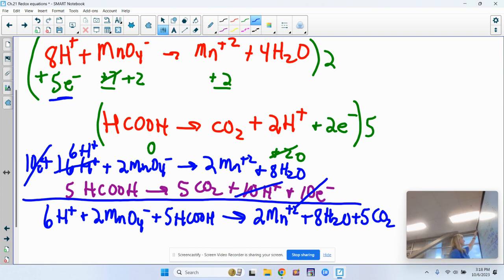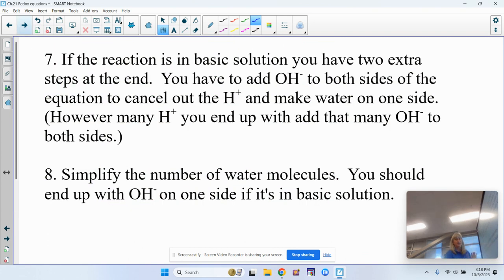If it's in basic solution, however, there's an extra step, really 2 extra steps. If it's in basic solution, you have to add OH- to both sides for your next step. So you'd still go all the way through like we just did, but now when you have H+ on one side, you'll have to add that many OH- to both sides. And then the H+ and the OH- will make water. And then you have to simplify if you then have waters on both sides or on the same side or whatever. So we'll go through one like that.